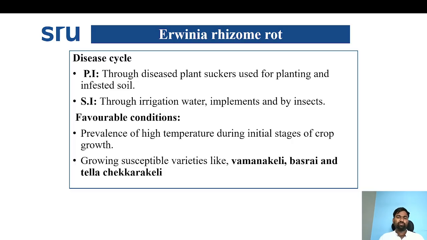Coming to the primary source of infection, it always occurs through banana suckers used for planting, or infected soil acts as a primary source of infection. Secondary infection also spreads through irrigation water, implements, and insects. Coming to favorable conditions, prevalence of high temperature during the initial stage of crop growth favors the disease. Varieties like Vanamakeli, Basrai, and Tella Chakkarakeli are resistant to Erwinia rhizome rot.